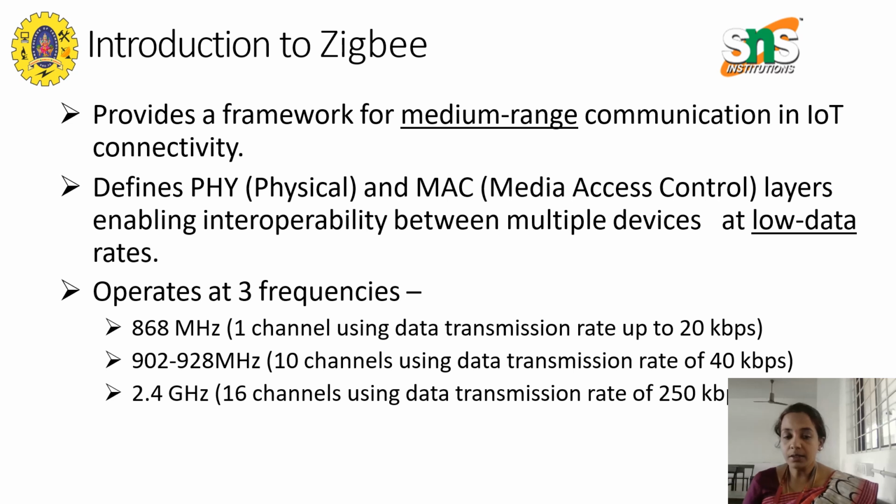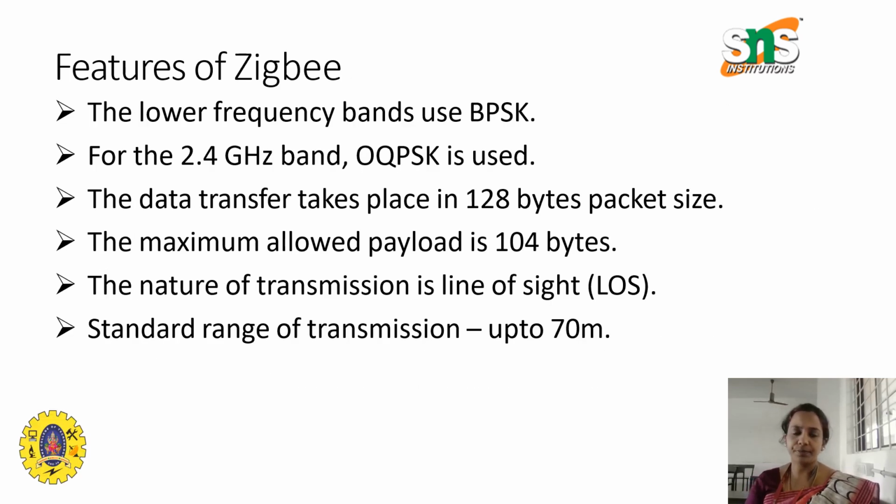The next one is 16 channels with a frequency of 2.4 gigahertz. When the frequency is higher, the data transmission will also be higher, and the data rate is also high, which is 250 kbps. So these are the features of Zigbee.